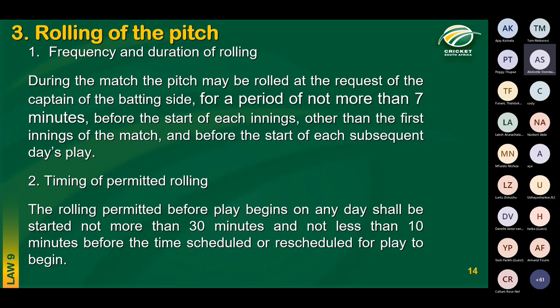The law tells us there is a window period in which this rolling will take place on days two, three, four, and five. So the game starts at 10 o'clock. That window period is between 9:30 and 9:50. Anytime between 9:30 and 9:50, that is when that rolling can take place. Nine out of ten times, captains just tell you they want rolling, so usually at 9:30 we want to get this done. So as the fourth umpire, at exactly 9:30, you'll instruct the ground staff to do the rolling under your supervision.